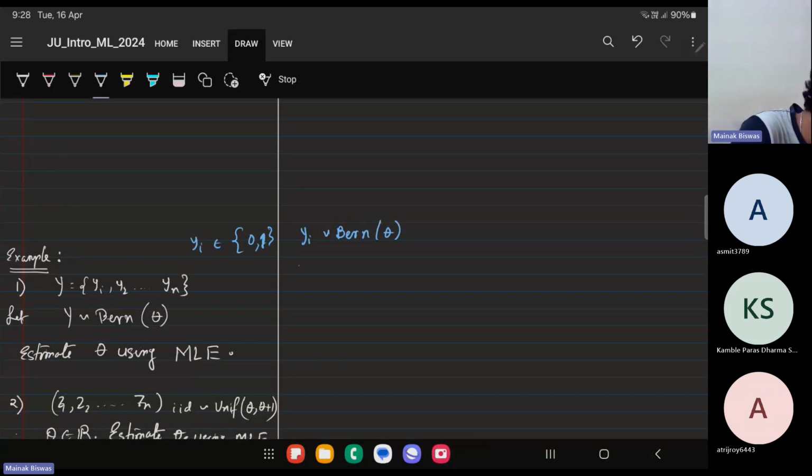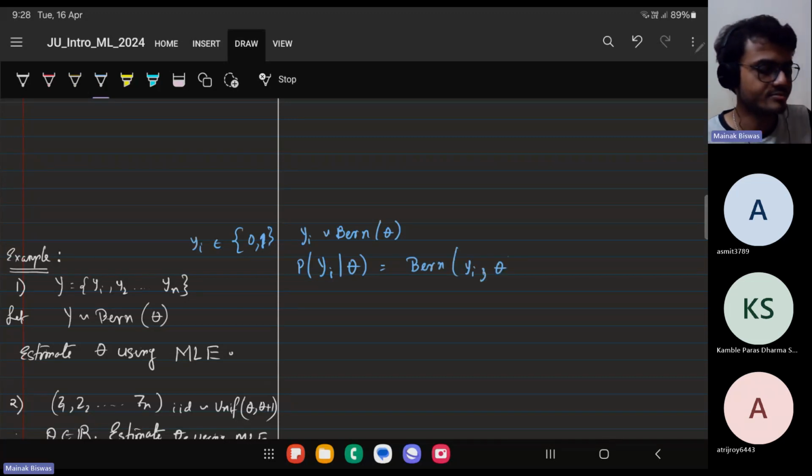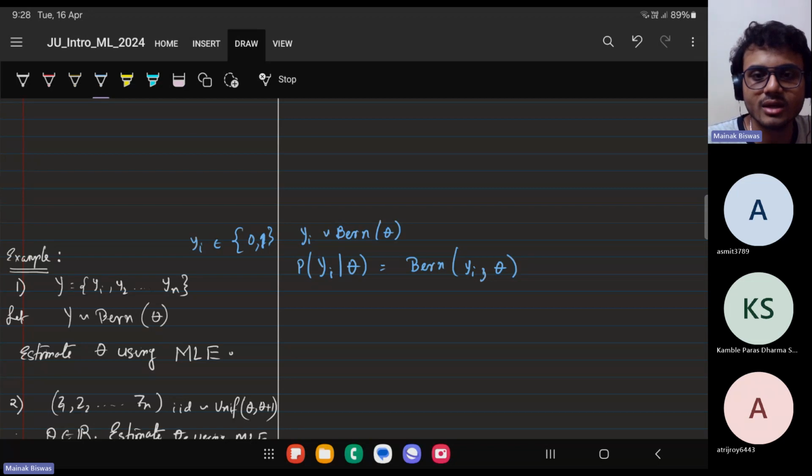But I can also write the same thing. What I meant by given theta is this: yi given theta is equal to Bernoulli. Yi is the variable and parameter is the theta, right? This is what I meant by given theta. Clear? So yi is a sample from some Bernoulli distribution. They are zeros or ones. I am telling you to estimate theta. When you estimate theta, you will get the model, right? You will get Bernoulli theta as the model.